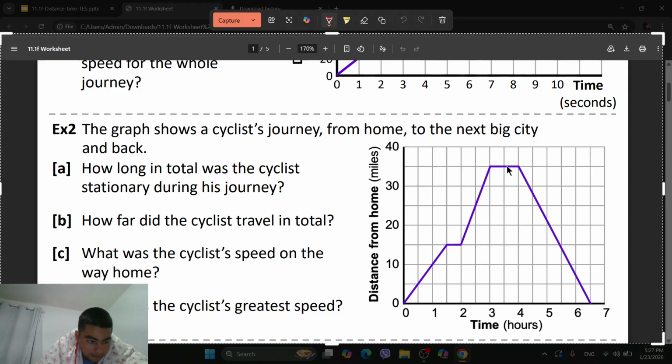So let's try to figure out the total amount of time that it takes to reach this point. So let's see. Sorry, I was distracted by this message. So let's see how long in total was the cyclist stationary during this journey.